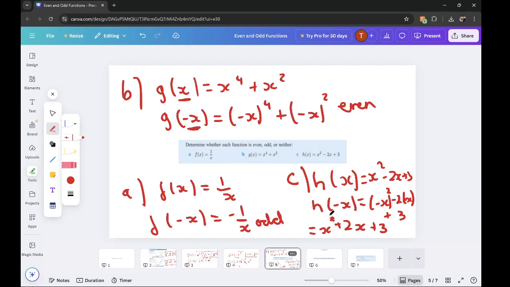So both of these are not equal, but at the same time, you can't say this is odd or even. You can't say any of them. So the answer is neither for C, because you just can't tell whether this is even or odd from plugging in from our proof. And yeah, those are the 3 questions, and hopefully you got all those right.